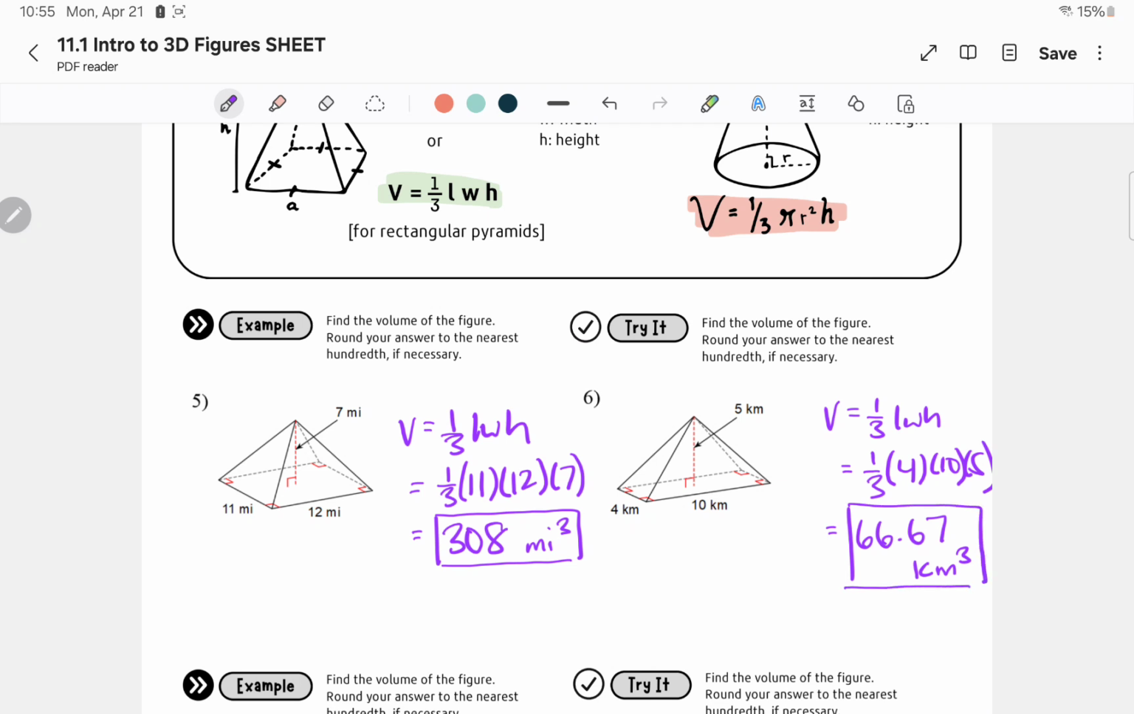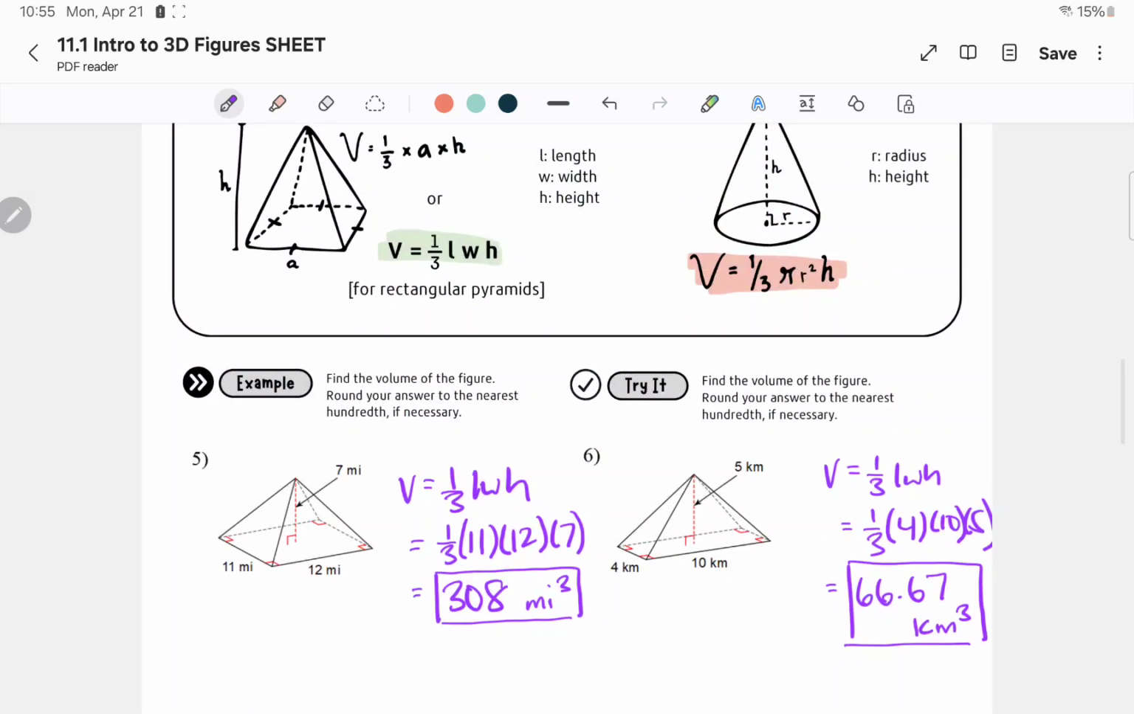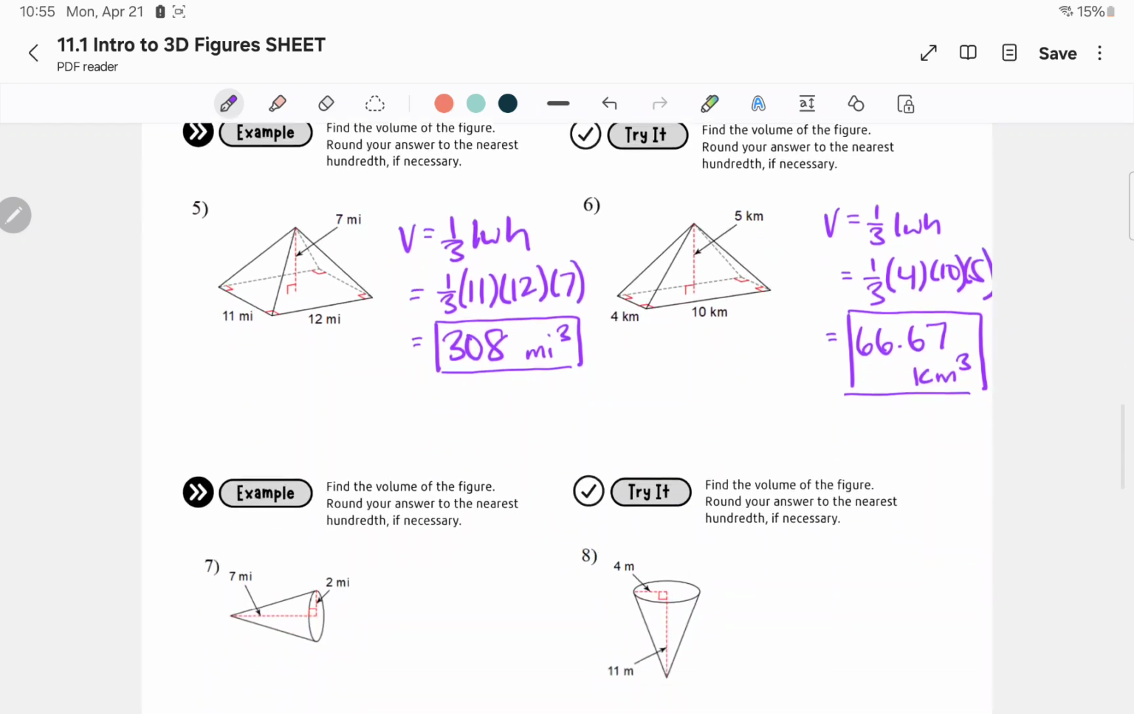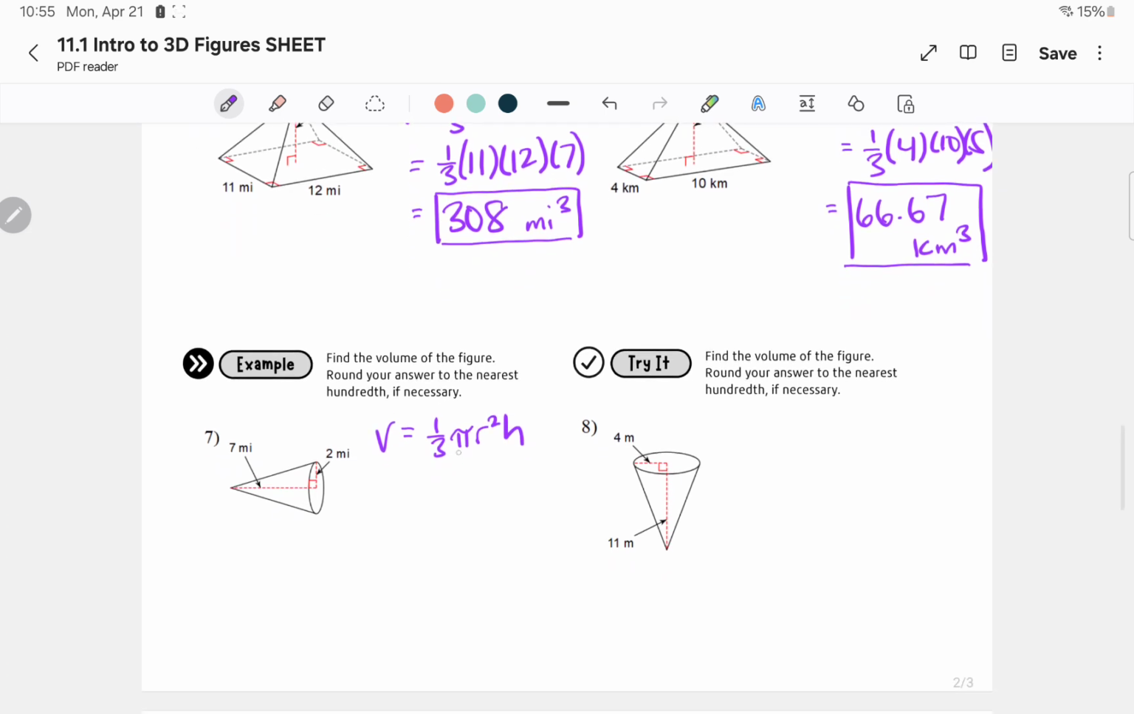All right, so again, notice how a pyramid is a third of a prism. A cone is a third of a cylinder. Or you could just keep looking, right? Just copy it straight from the notes. 1/3 pi r squared h. So 1/3 pi r squared h. Again, cylinder is the area of a circle times the height, and the cone is just a third of that.